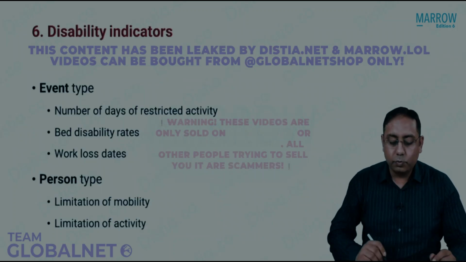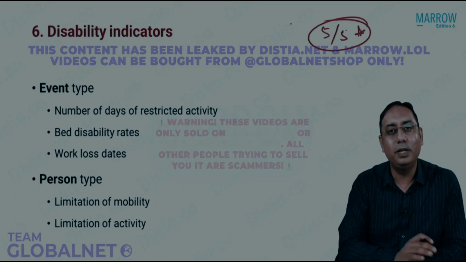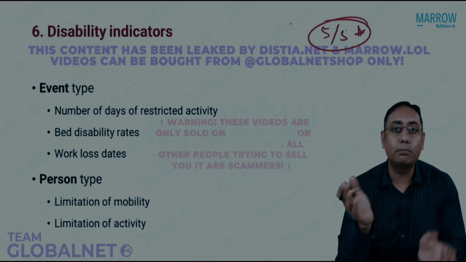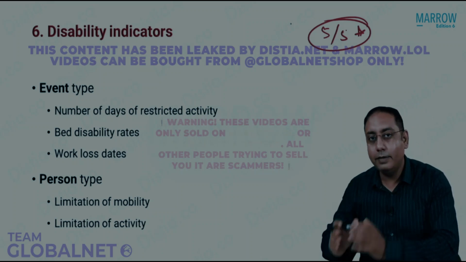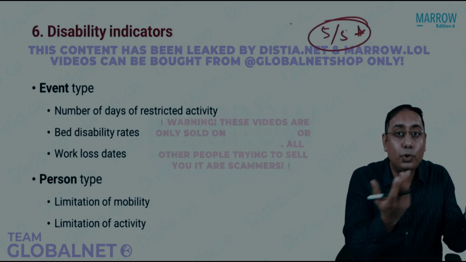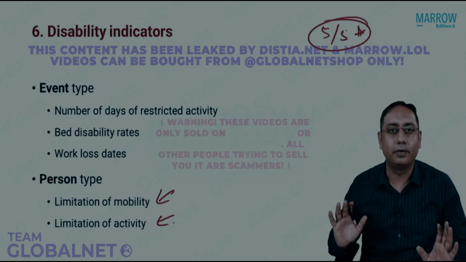Next in line is what we have as a 5-by-5-star MCQ topic. What do you mean by the disability indicators? Disability data can be of two types. We can have a person type disability or event type. Person type, like a person is there and he is disabled. Disabled to do what? Either he is disabled for mobility or disabled for activity.